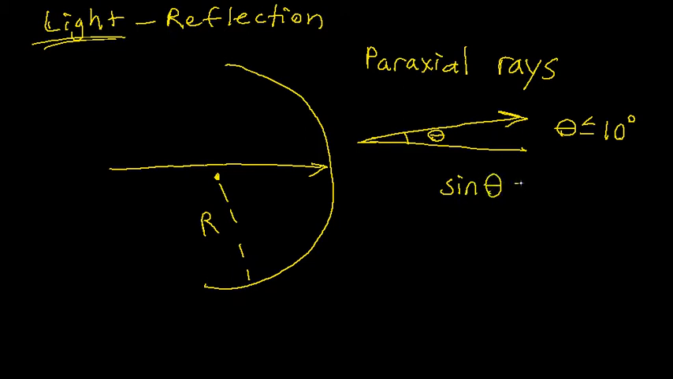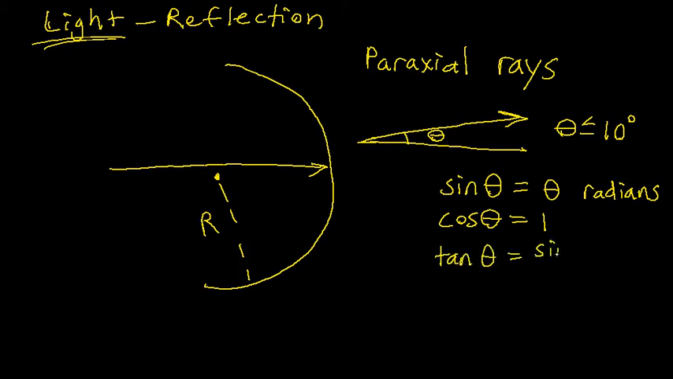The sine of some angle in radians is equal to the angle itself in radians. This is all in radians. The cosine of some small angle is equal to 1, and the tangent of some small angle is just equal to the sine of the angle over the cosine of the angle, which, as you can see from up here, is also equal to theta.